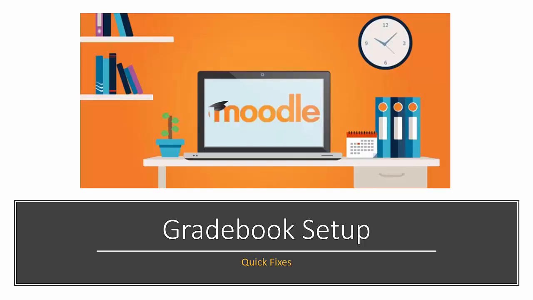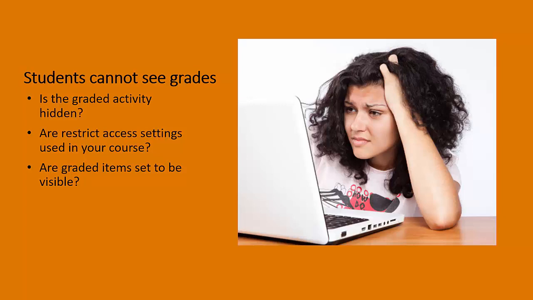Now we're going to talk about some quick fixes for your gradebook. In particular, when your students cannot see your grade, there are 3 possible problems that you can check to see if we can get those grades shown. We will discuss each one of these 3 here in detail. And then at the end of the presentation, I will take you to a Moodle gradebook and show you where these things are located.